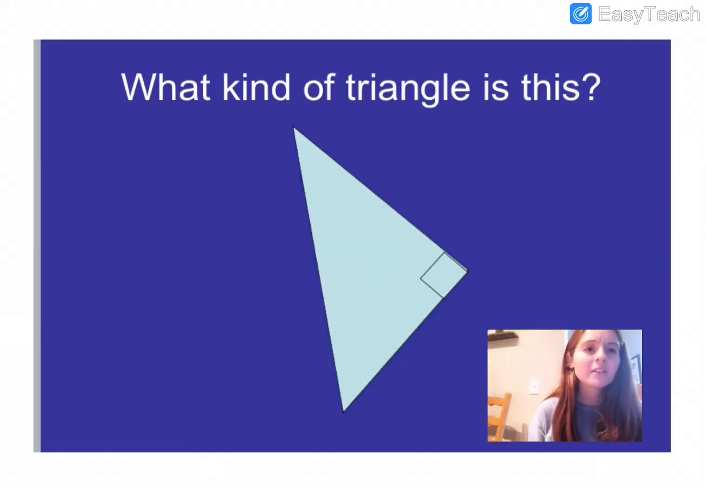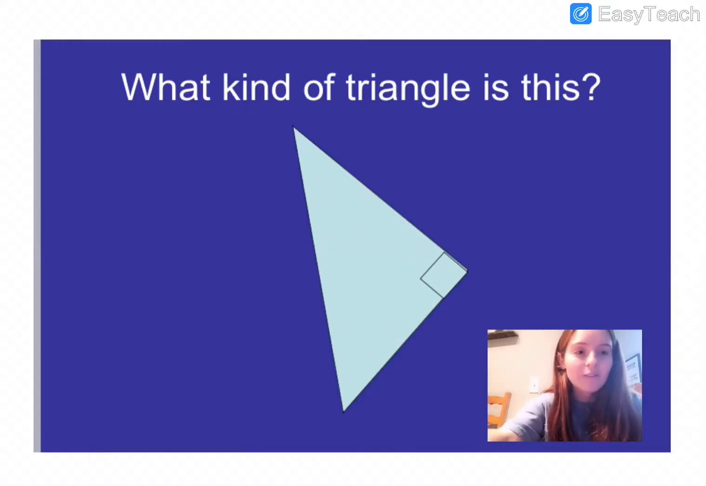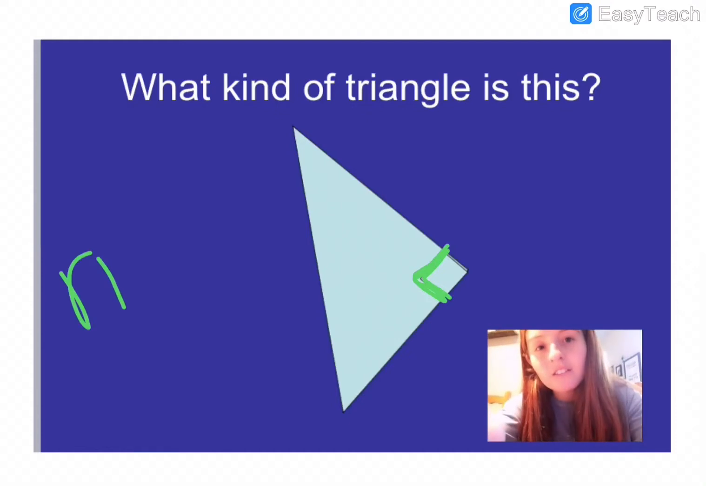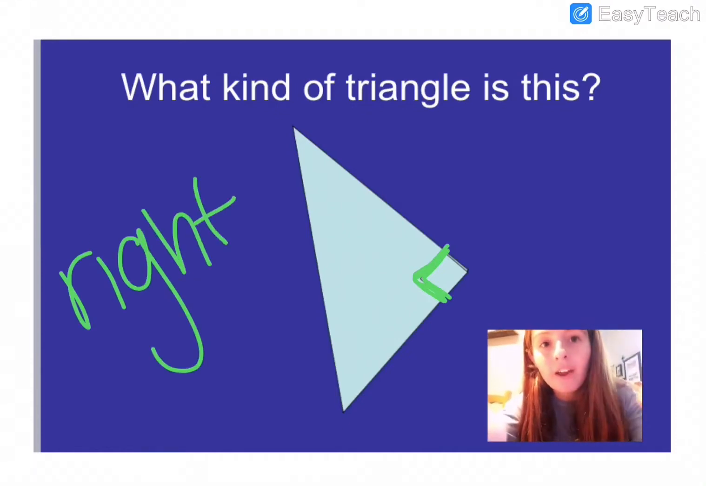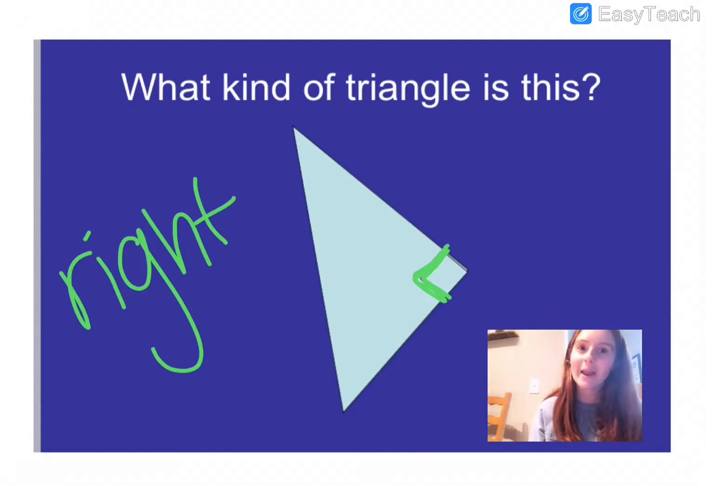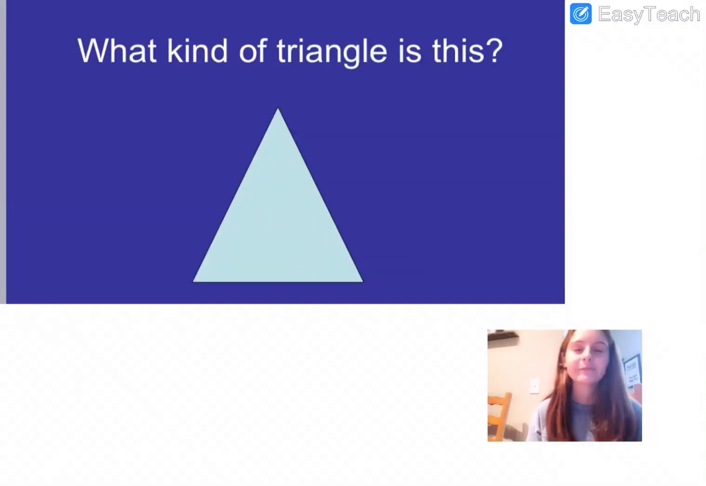What kind of triangle is this? Oh my, look at that. They gave you a big old hint. They put that box in there for you, which tells you this is a right triangle because it has a right angle. Awesome. Let's move on.